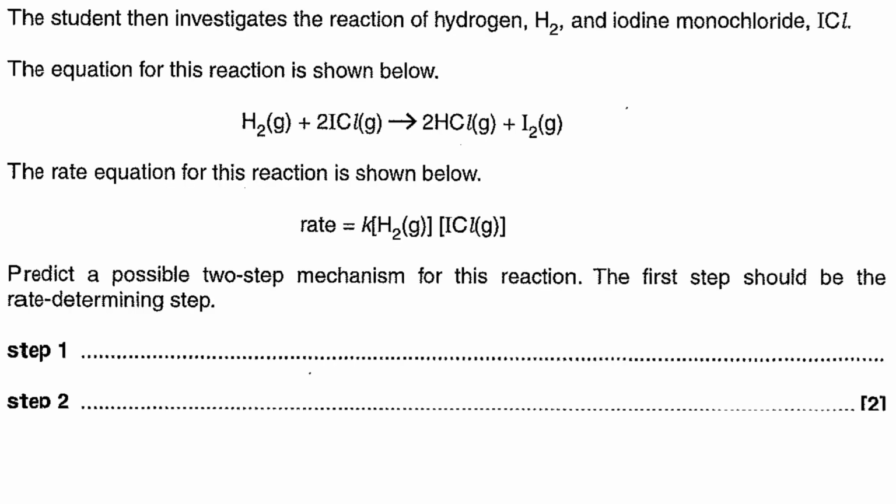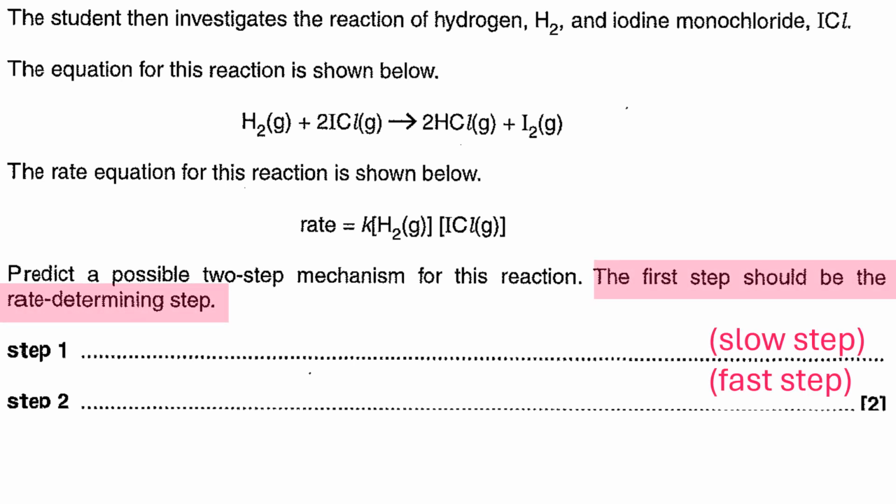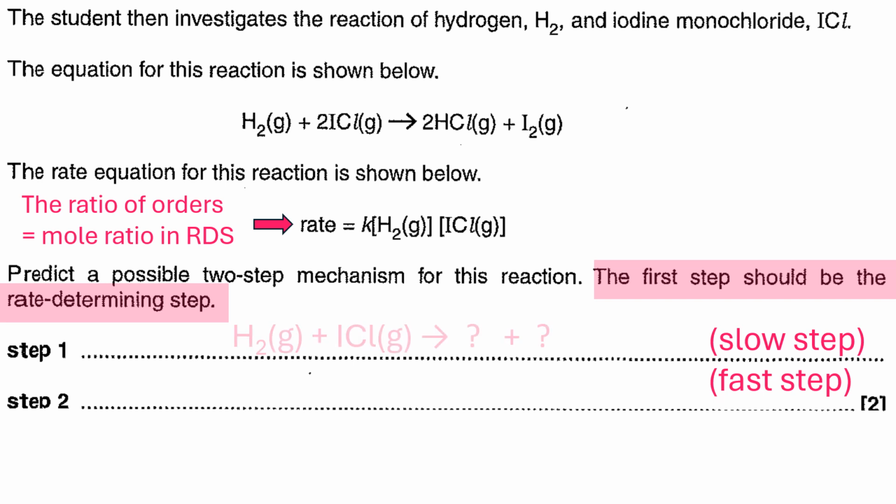The final part of the question moves on to a different reaction where they need you to work out the rate mechanism. The first clue is it says the first step should be the rate determining step. So the first step is a slow step and the second step is the fast step in this mechanism. The ratio of the orders is always the same as the ratio of the moles in the rate determining step, or the slow step. So it must mean there's 1 mole of hydrogen and 1 mole of iodine monochloride.